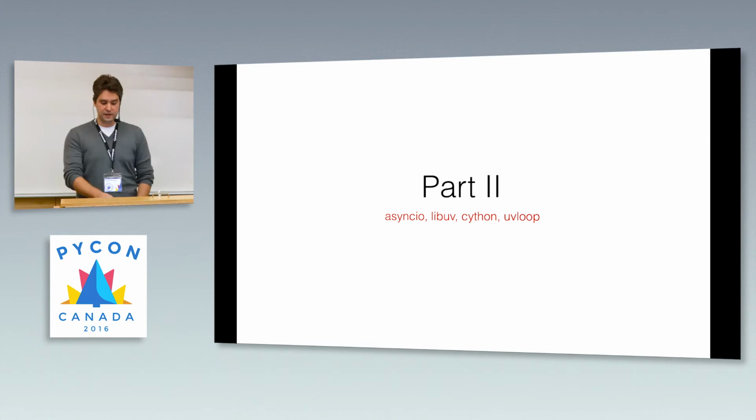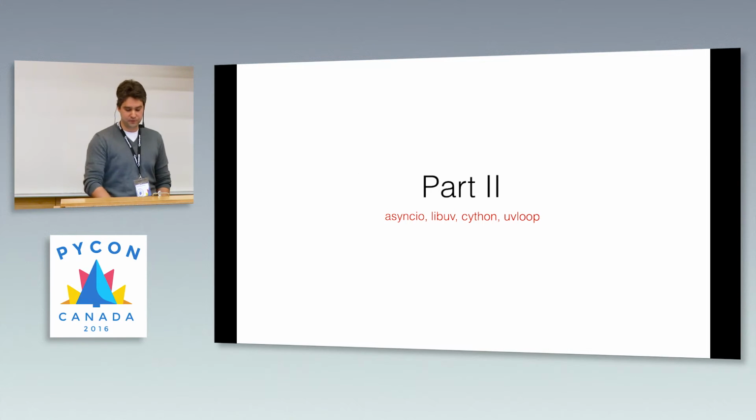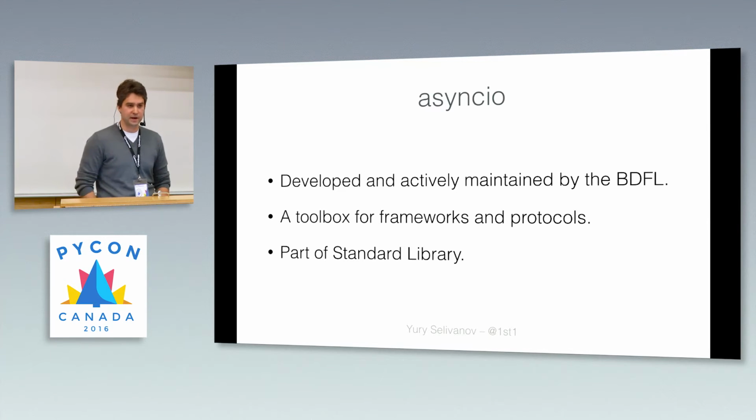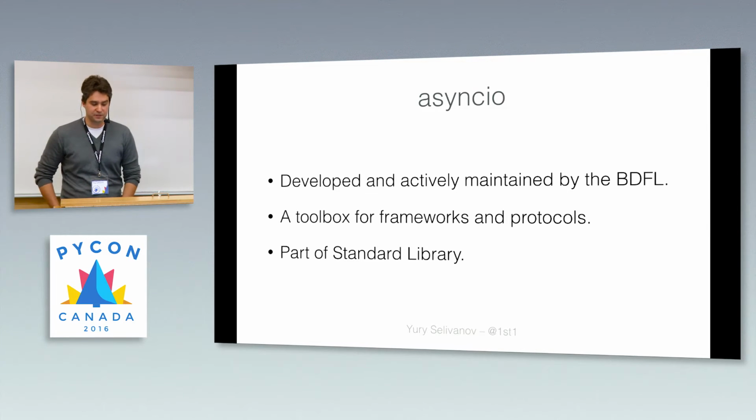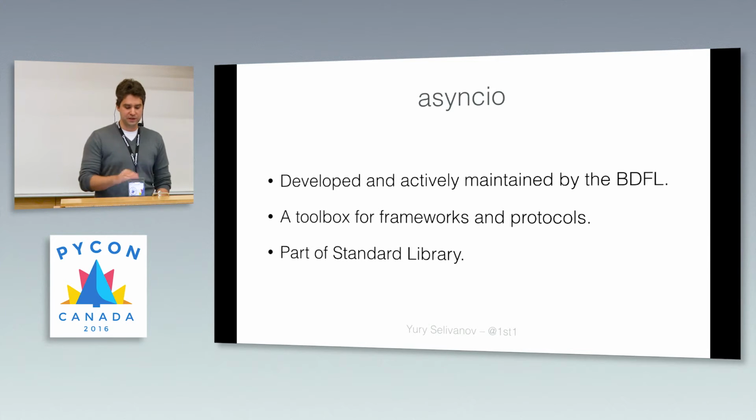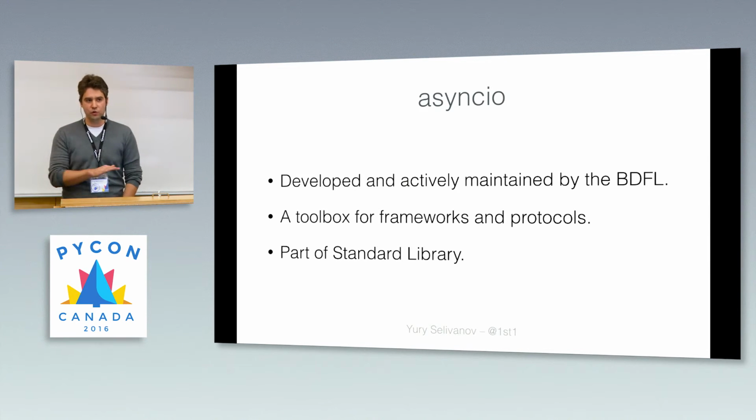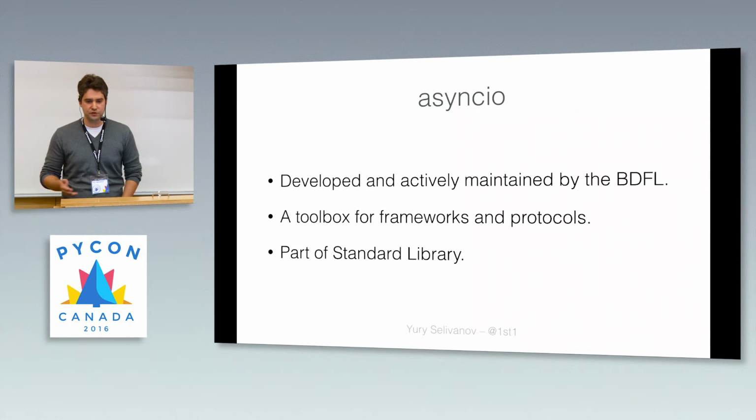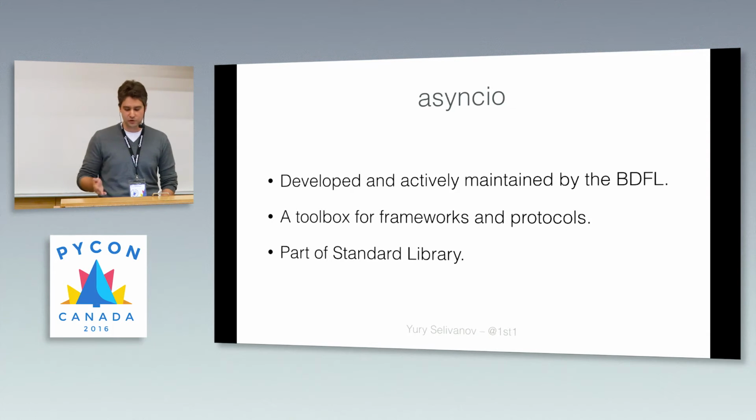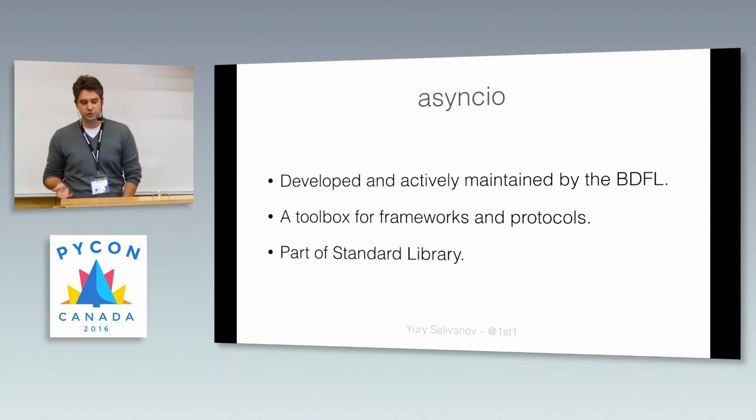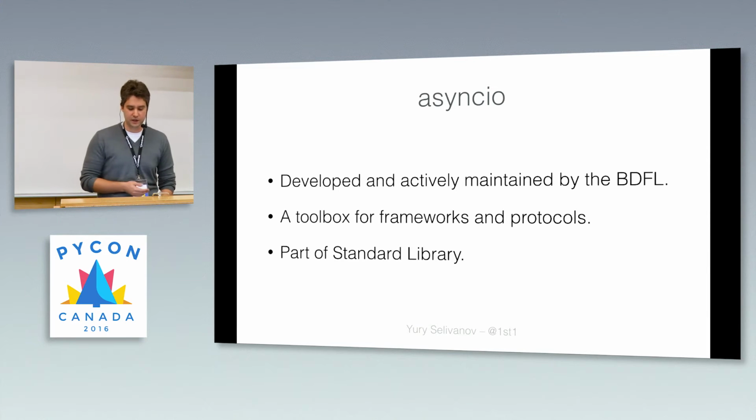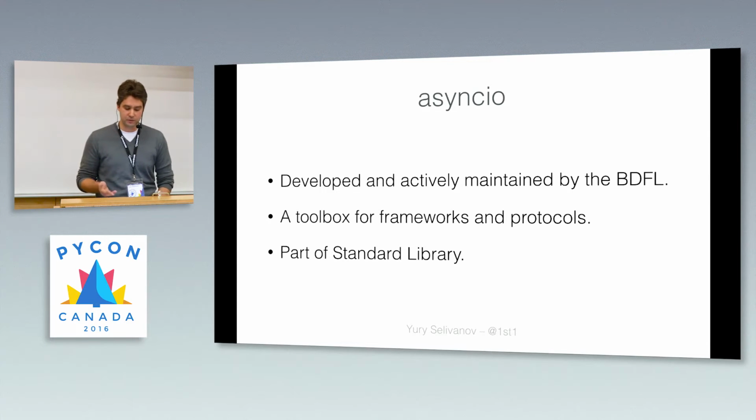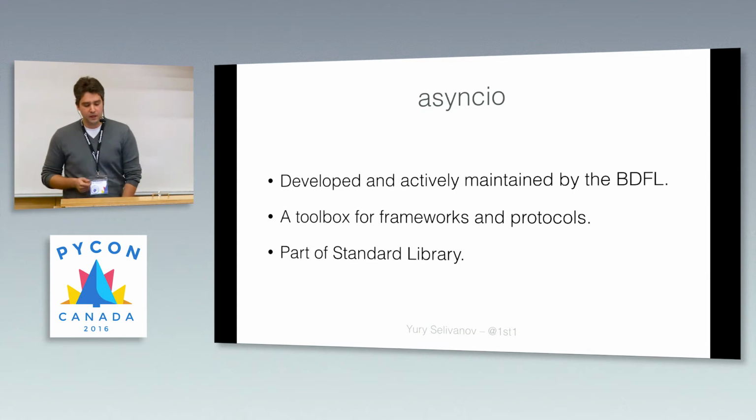Let's talk about async IO, Cython, uvloop, and libuv. So async IO was created and right now developed and actively maintained by Guido van Rossum himself. Async IO is basically a toolbox. It's a low-level foundation for users to build frameworks on top. Nobody uses async IO directly. You have to use some kind of library. For instance, if you want to do HTTP, you will have to use AIOHTTP because HTTP is not part of async IO and probably never will be.